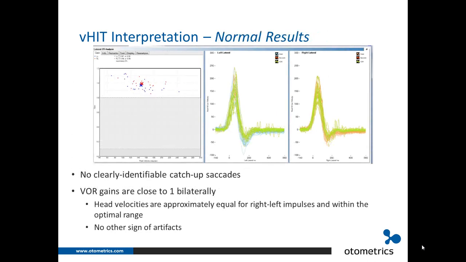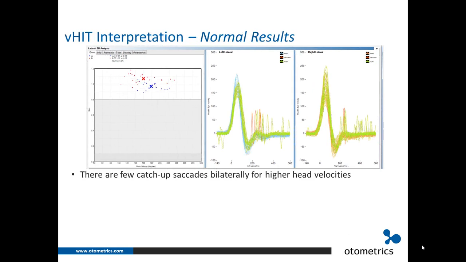So here's an example of a normal response. There are no clear catch-up saccades and the VOR gains are close to 1 bilaterally. In this case, head velocities are approximately equal for right and left head impulses, and they're mostly within the optimal range. Also, there's no other sign of artifacts.